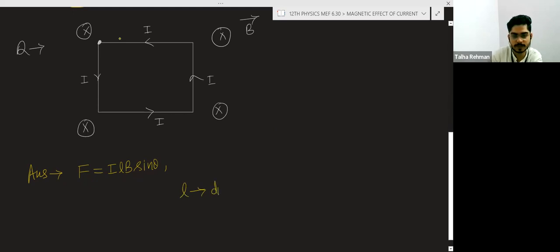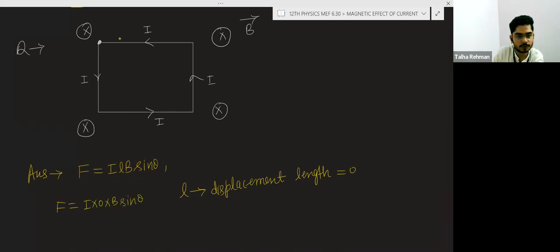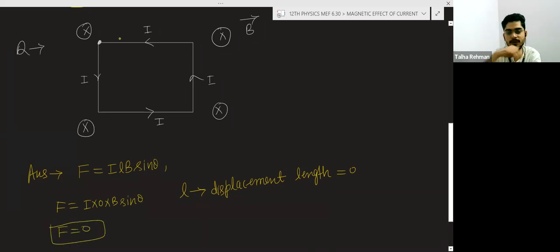This is your displacement length, which is equal to 0. So your force will also become 0. I into 0 into B sine theta. So the magnetic force on a closed loop carrying current is zero.